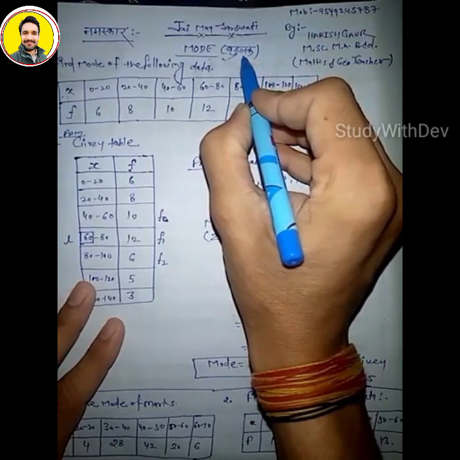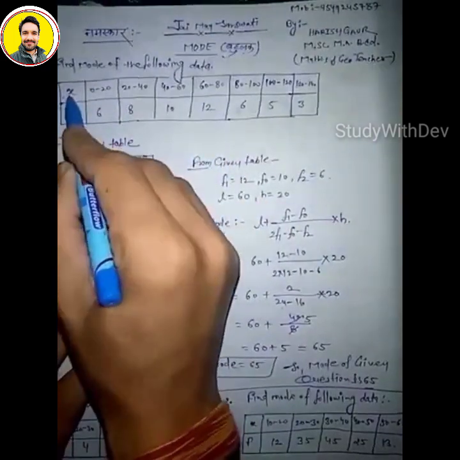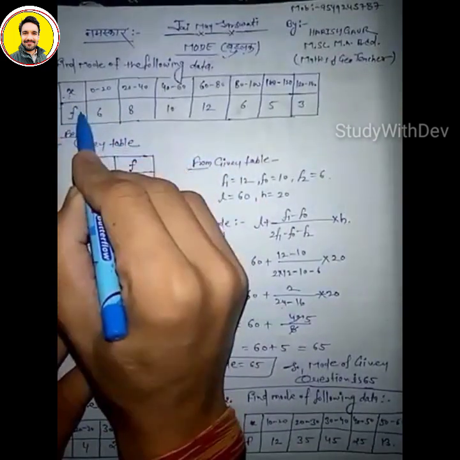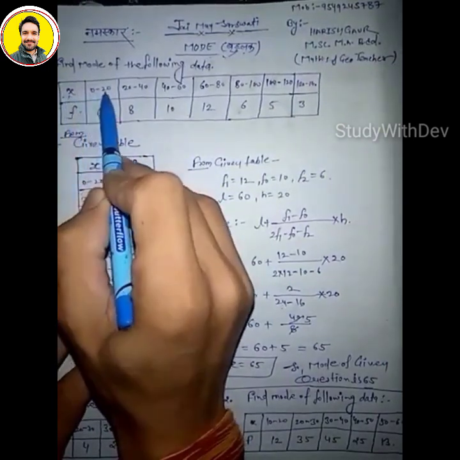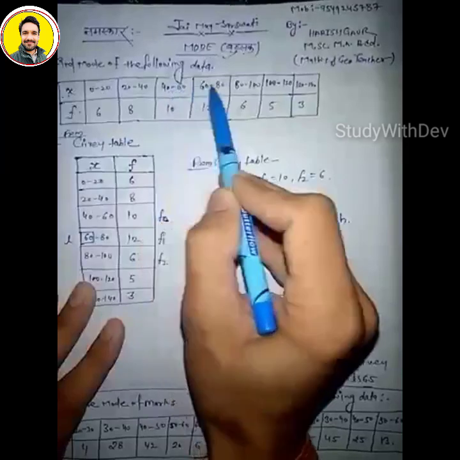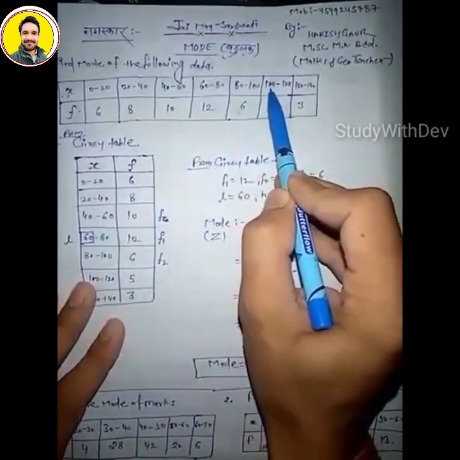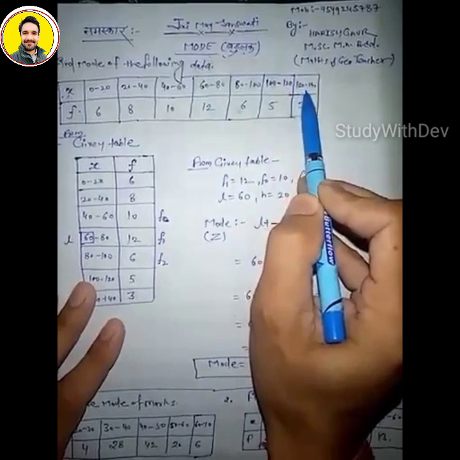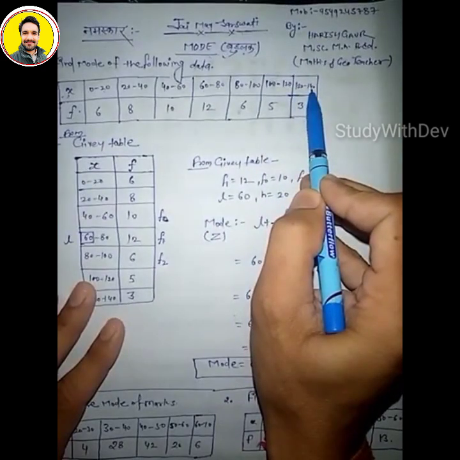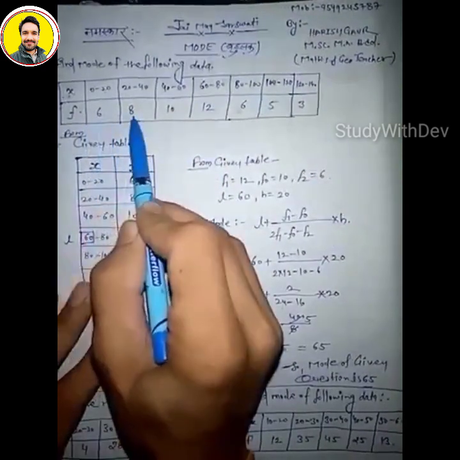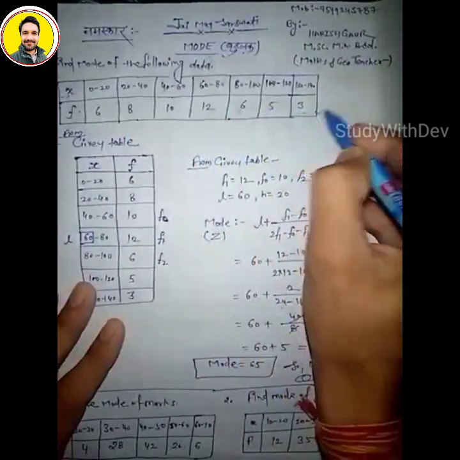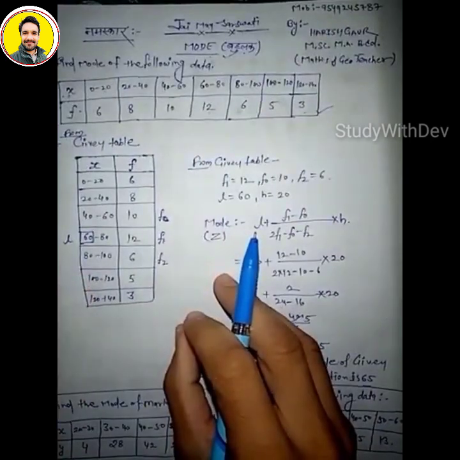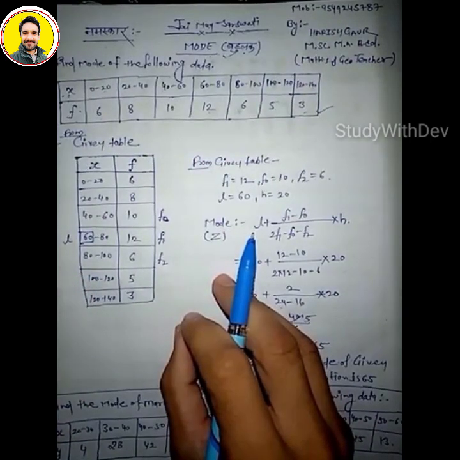Firstly, as with mean, one table is given to you according to class interval and frequency. In this given question, your class intervals are 0 to 20, 20 to 40, 40 to 60, 60 to 80, 80 to 100, 100 to 120 and 120 to 140. And your frequencies are 6, 8, 10, 12, 6, 5 and 3. According to this question, we will find mode.